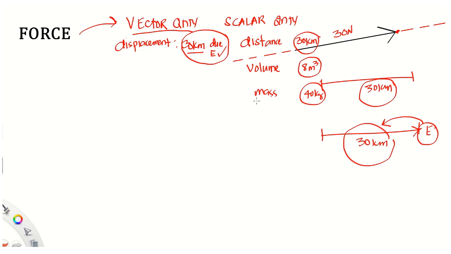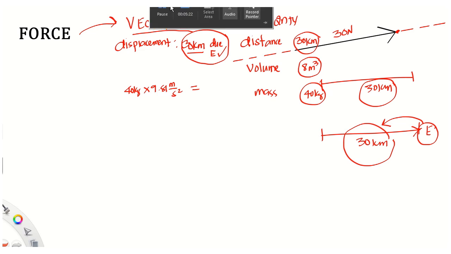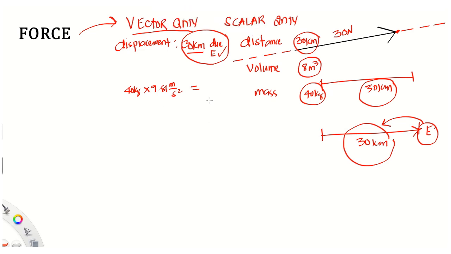For example, mass. Let's say we have 40 kilogram mass multiplied by 9.81 meters per second squared, and I guess you already know what this means. This is the acceleration due to gravity, so we can compute the value, which is 392.4 Newton, because when we multiply kilogram by meters per second squared, it is just equivalent to Newton.